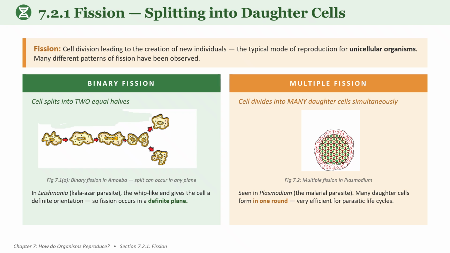And what is the main difference between binary fission and multiple fission? When we take binary fission, two daughter cells are produced. Example is amoeba and it's a very simple division. But what happens in multiple fission? It produces many daughter cells. Example we can say Plasmodium and it is a repeated nuclear division.